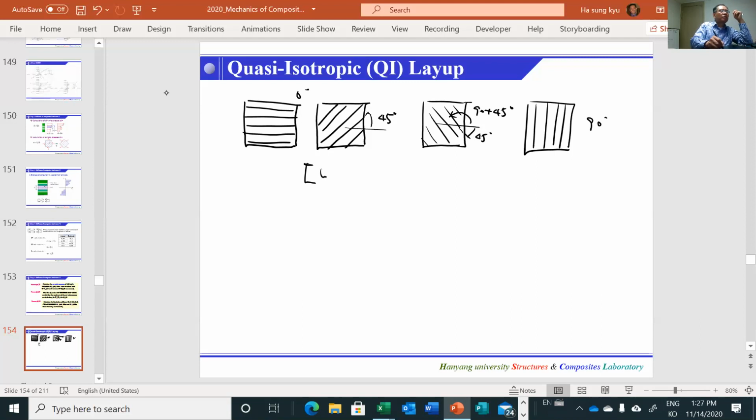So I'm gonna write down 0 plus minus 45. These are 2 ply, right? And then 90, and then symmetric. Okay, this is gonna be symmetric.